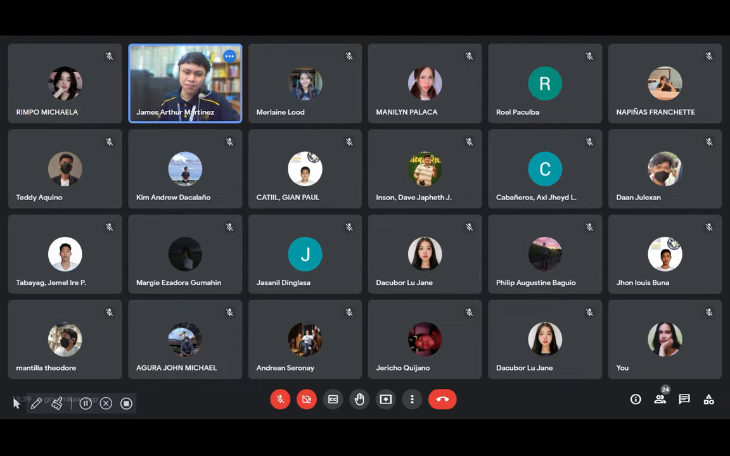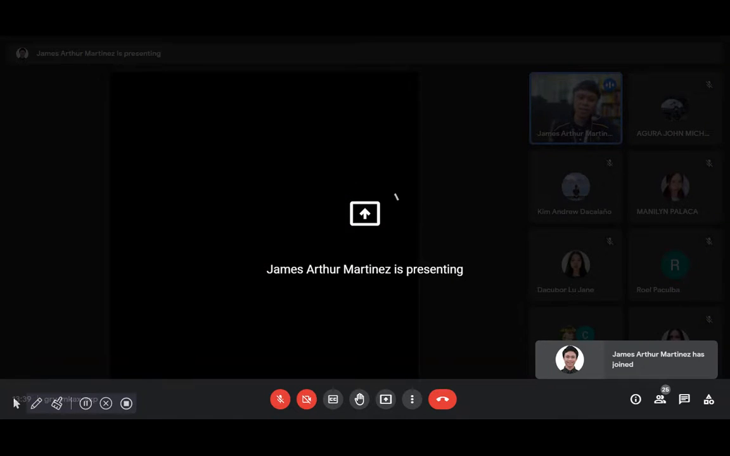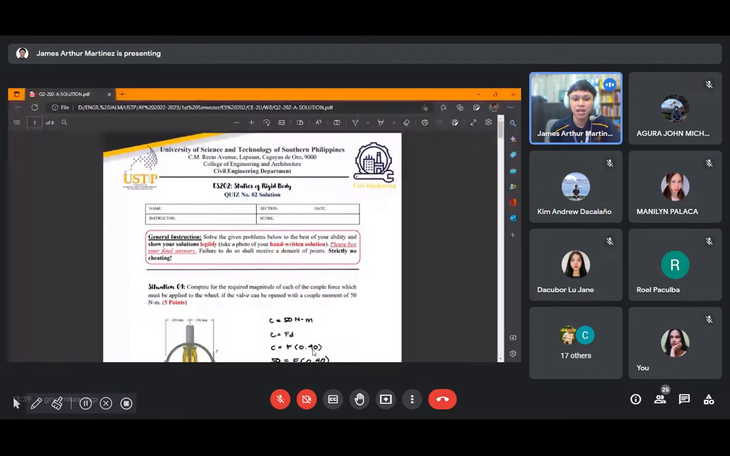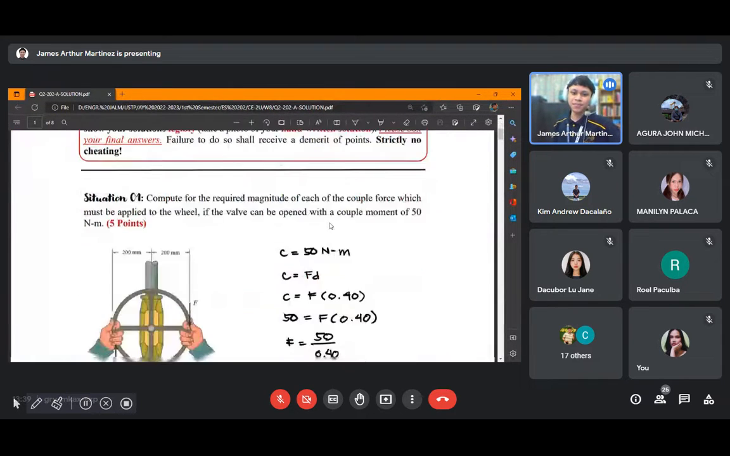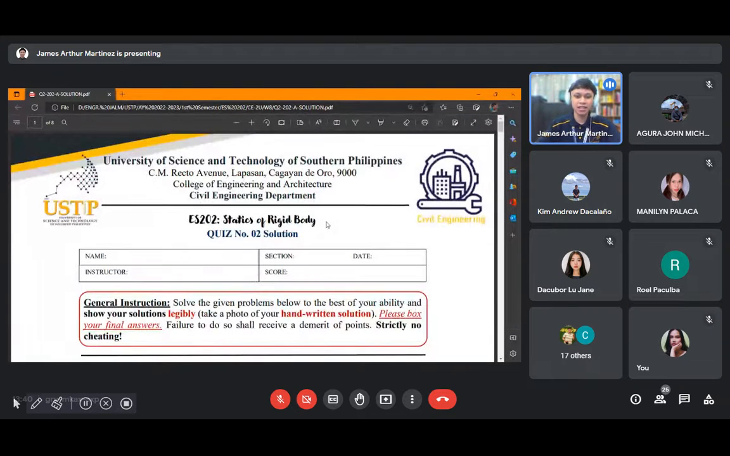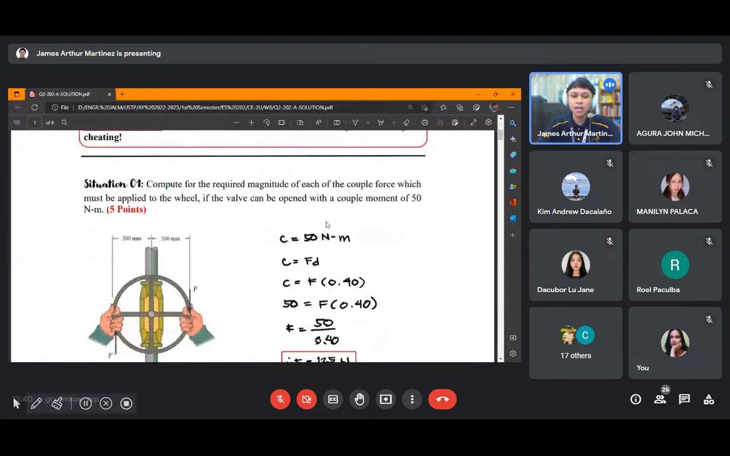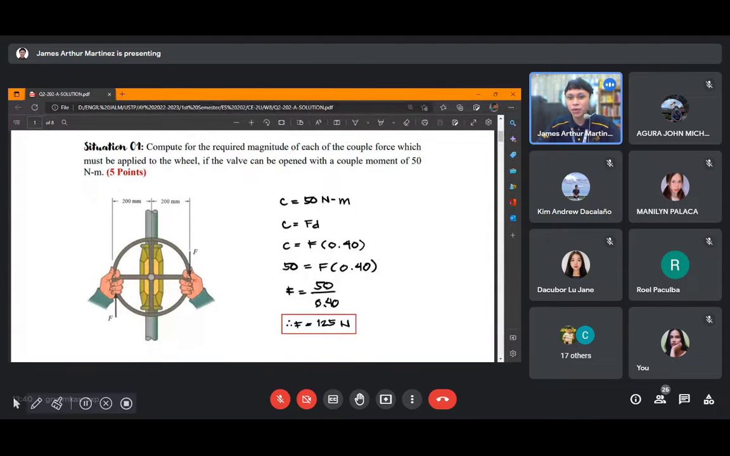So I have prepared here a solution manual for quiz number 2, which means that I will not solve it manually. I will just run through the solutions, okay, so that we don't take too much time. Sige, so we have here our quiz number 2. So, situation 1, this is just a bonus for you, no? So, this is worth 5 points.